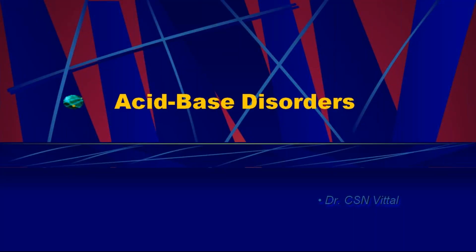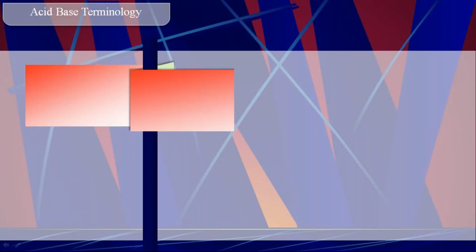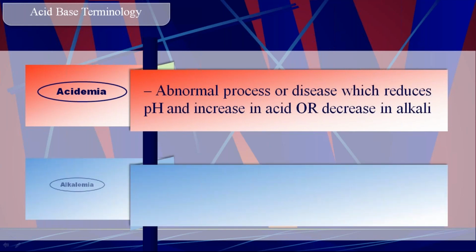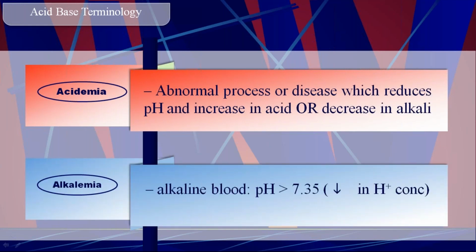Now we come to the specific disorders. First and foremost you will see what is called respiratory acidemia. We must understand this terminology. Acidemia and alkalemia tell us only what is in the blood. It doesn't say anything about the clinical condition. It is an abnormal process which decreases the pH, with an increase in acid or a decrease in alkali.